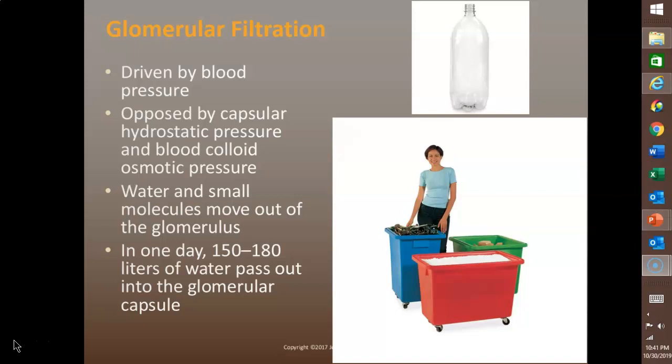So you can think of it as a back pressure. It's fluid in the capsule pushing back against the fluid trying to get out. So back pressure is opposing filtration. And then the third pressure is the blood osmotic pressure, sometimes called blood colloid osmotic pressure. And that's due to the proteins primarily, such as the albumin and fibrinogen, that are in the blood plasma. And of course, osmotic pressure is going to suck, so it opposes filtration as well.